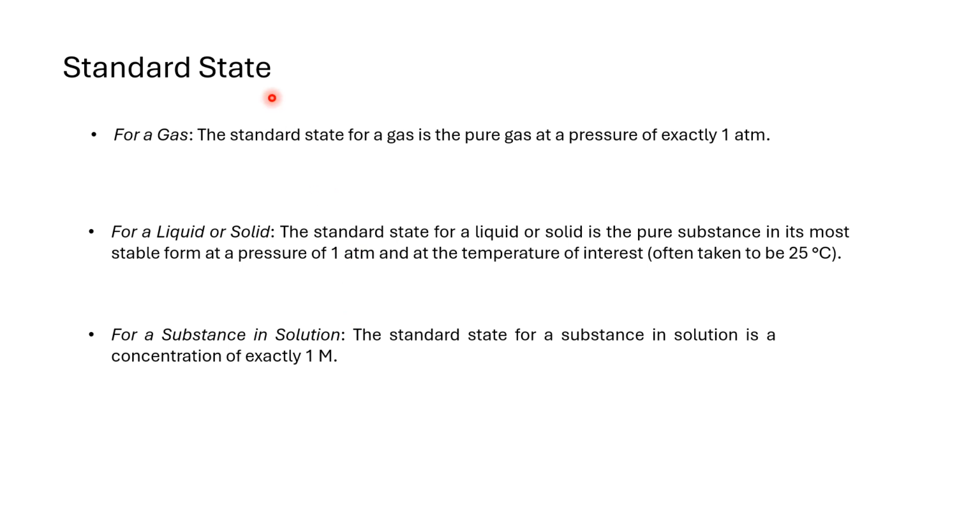So what is a standard state? A standard state could really just be described as a relative state of your particular reactants or products. Whatever species exists in a chemical reaction can have a standard state. If your chemical is in the gaseous form, the standard state for a gas is the pure gas at a pressure of 1 atm. So that's considered your standard state when you're at 1 atm for a gas.